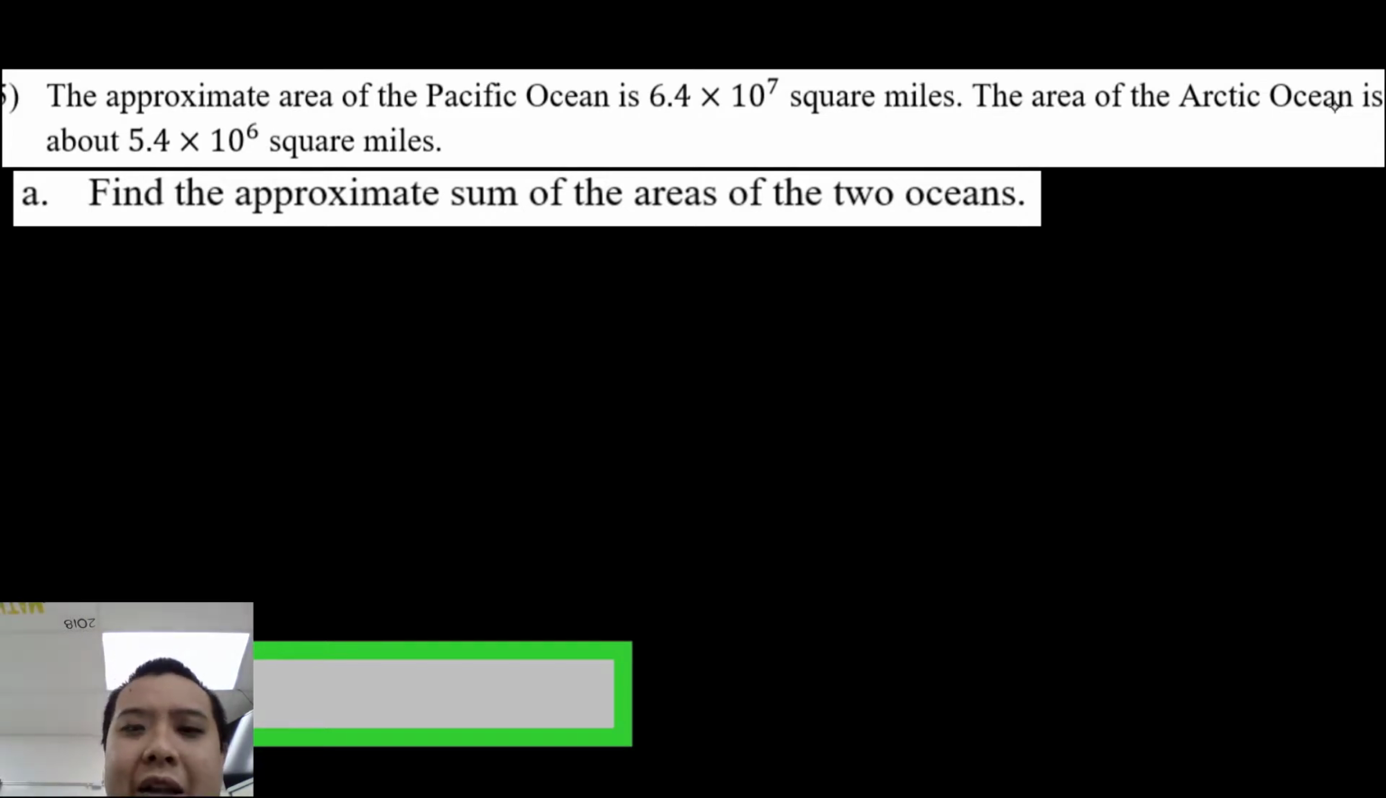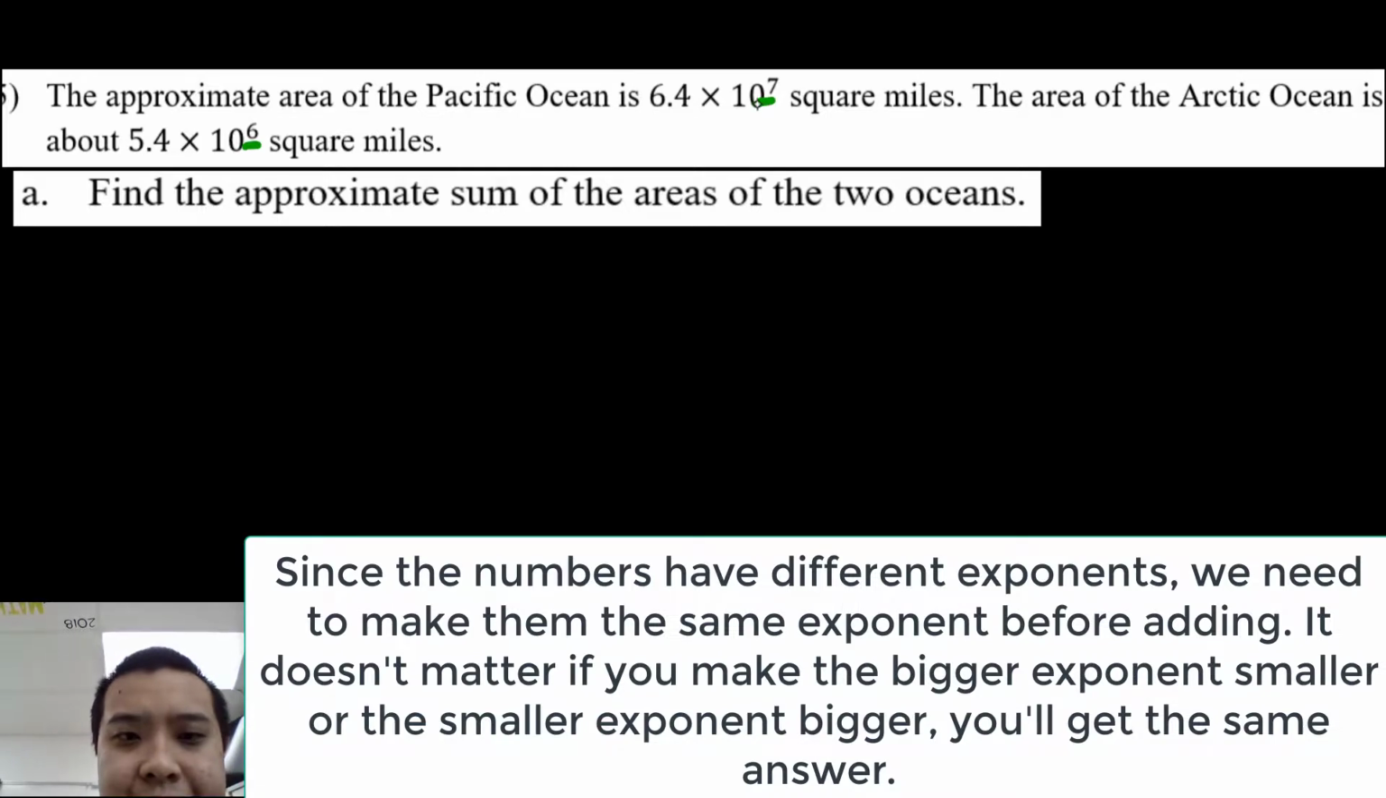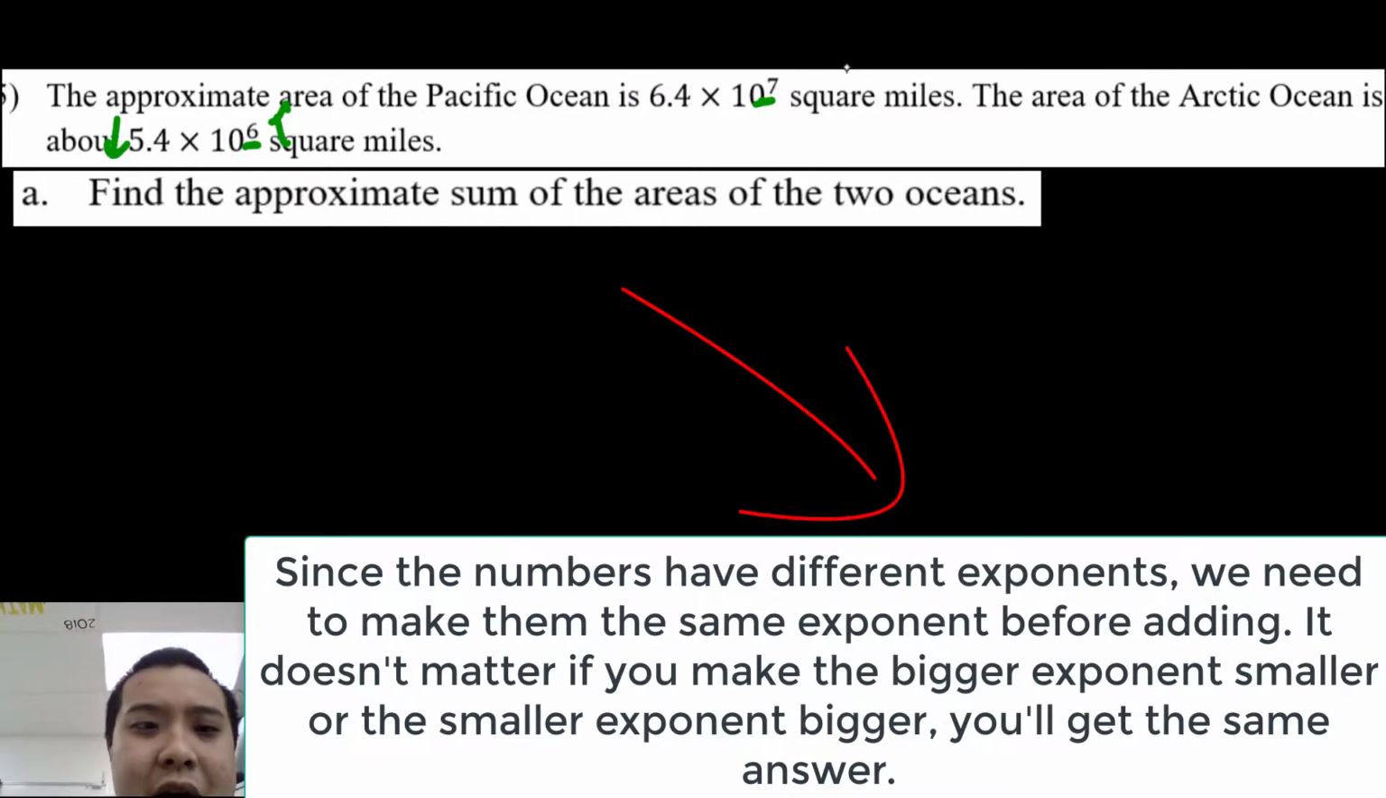So here we are adding them together, but here again, different exponents. So what I'm going to do is make this one bigger and make this one smaller. It doesn't really matter. I could make this smaller and this bigger as well to make the matching exponent be 6. But I'm going to choose the smaller exponent and make it bigger. You can do either way. You'll get the same answer.